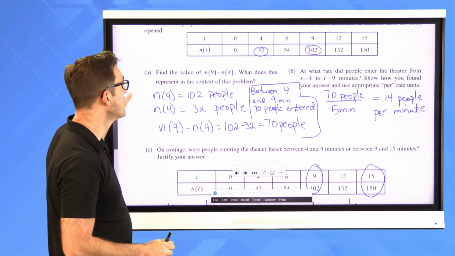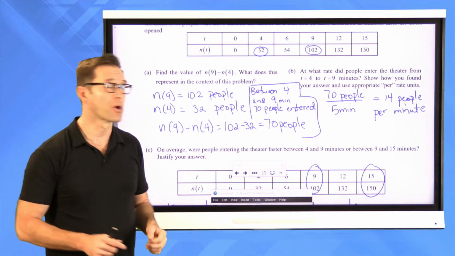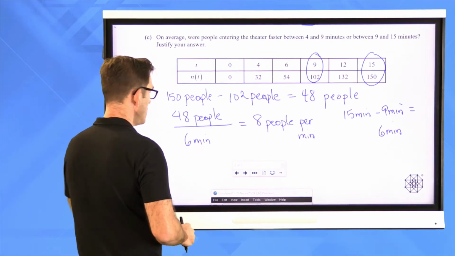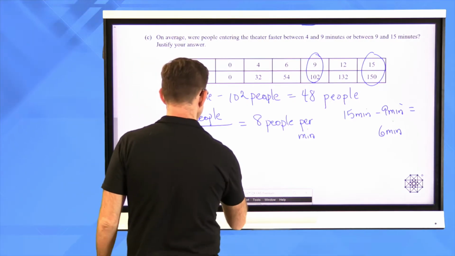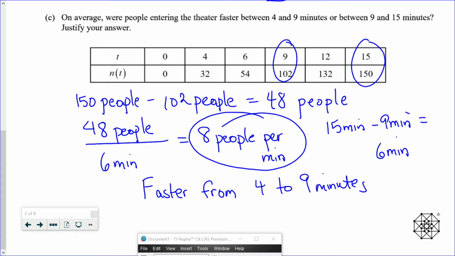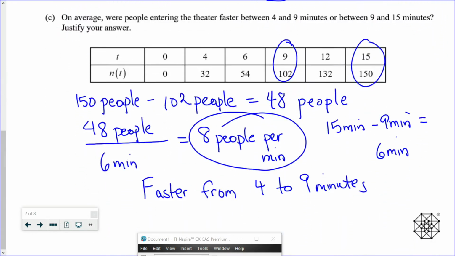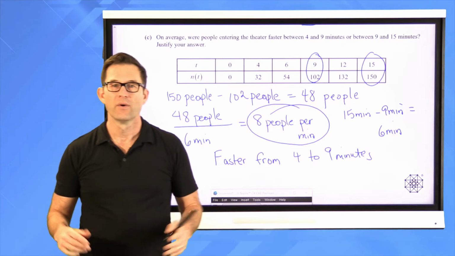And between 4 and 9 minutes, 14 people per minute came in, so they were coming in faster. So they were coming in faster from 4 to 9 minutes, right? The speed with which people were entering was faster over this interval than they were over the interval 9 to 15. And that's it.